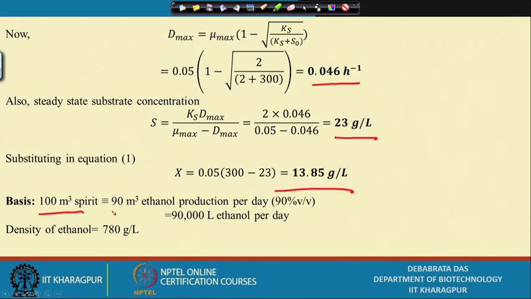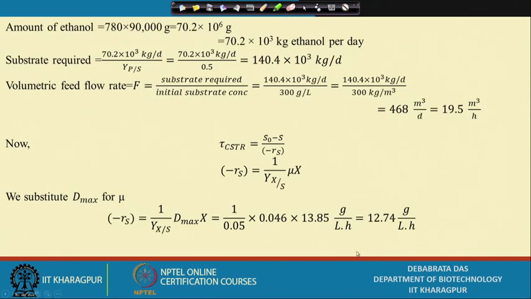Now, 100 cubic meter of spirit we shall have to produce, which contains 90% of ethanol. So, this will be 90 cubic meter of ethanol. 90 cubic meter ethanol is 90,000 liters per day. The ethanol density is 780 grams per liter. Then we find out what is the total amount of ethanol to be produced. This is the total amount of ethanol to be produced per day, and if we know y p by s, that is the yield of how much product ethanol is produced per gram of substrate, then we can find out how much sugar is required.